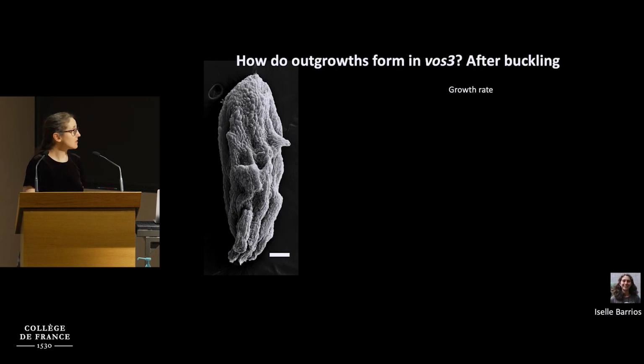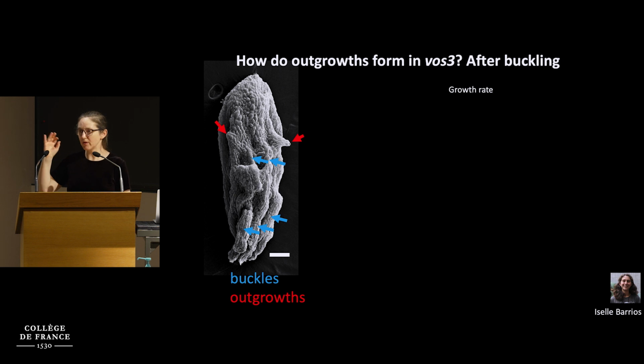We also have this thing that I've been telling you is outgrowths. And so we have what we've been calling buckles, but we also have outgrowths here. And I want to very quickly address outgrowths because one of the themes I've been seeing through these talks is the question of, can mechanics actually feed back and influence the genes and the gene expression and the signaling? And that's what you're going to see here really briefly.